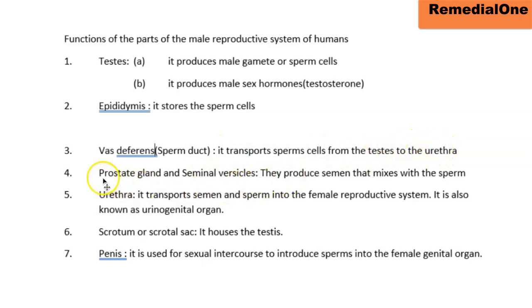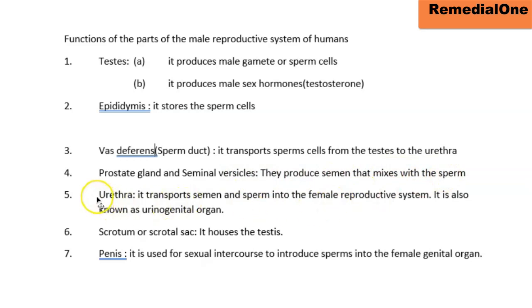Then we come to the prostate gland and the seminal vesicles. These structures will produce semen, and the semen will mix with the sperm cells, and the two will be introduced into the vagina of the female during sexual intercourse. In fact, the semen has a function of nourishing the sperm cells. So that's the function of the semen. So you see that they produce semen that mixes with the sperm cells.